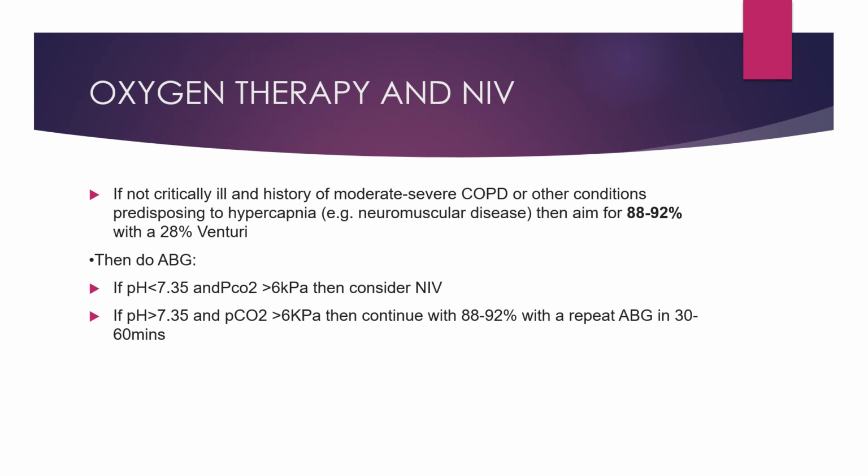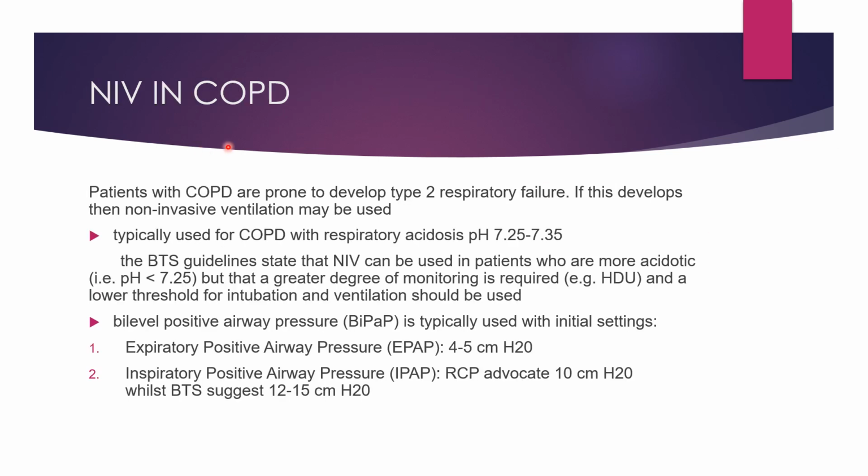Moving on to the next slide, which is NIV in COPD, which is very, very important. There are questions that have been asked about in which patients you will go for NIV: pH less than 7.35. And if the pH is less than 7.25, you go for invasive ventilation and mechanical ventilation. Patients with COPD are prone to develop type 2 respiratory failure. If this develops, non-invasive ventilation may be used.